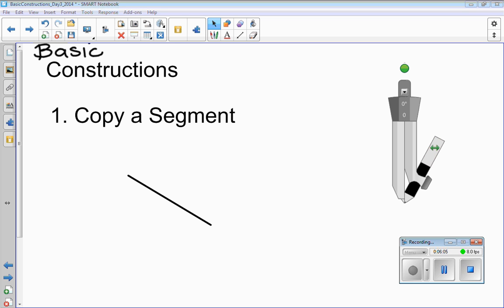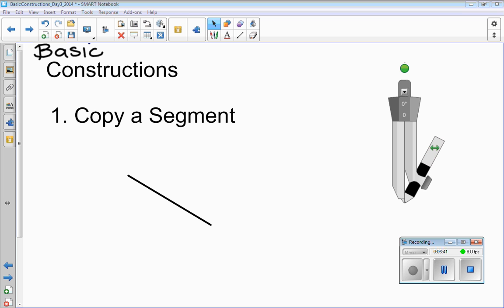So copy a segment. And what I want you to do is to make a segment off to the left-hand side of your paper, not on one of the lines. I'd like you to make it kind of crooked so you're not using the lines of your paper. Just make a short little segment, okay? We're not using the compass yet, so don't worry about it. Just make a segment so far. But use the straight edge, like this, use the edge of it like a ruler.